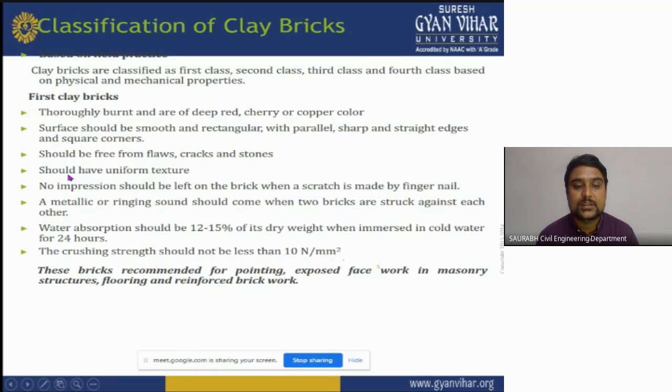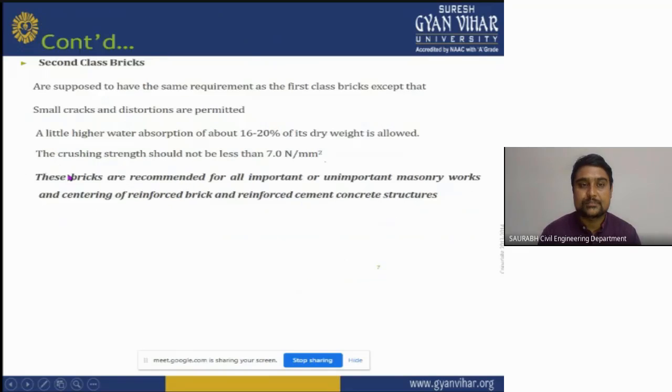The crushing strength should be not less than 10 Newton per mm square. These bricks are recommended for pointing, exposed facework in masonry structures, flooring, and reinforced brickwork. So first class brick is generally used in pointing work, and where we have to give an aesthetic view in the wall. In those places you can use first class clay brick.